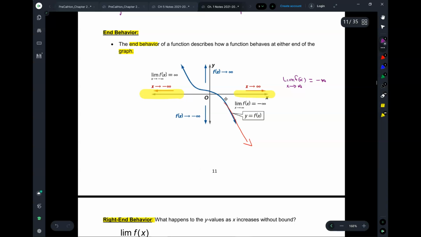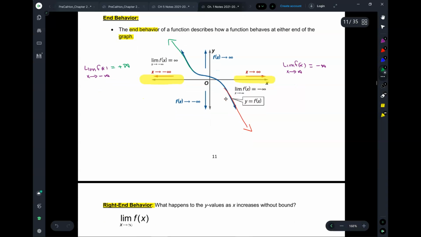Now on the other side, on the left side, this is going to be the limit of f of x as x approaches negative infinity. Now the x's are going to be negative 1,000,000, negative 1,000,000,000, and so on. Well, what happens to the graph there? As you go to the far left of the graph, you see that the y values are climbing up, up, up, up to positive infinity. Okay? So that's end behavior.